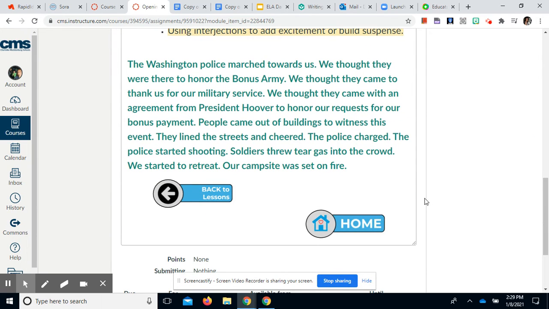So the paragraph says, the Washington police marched toward us. We thought they were there to honor the bonus army. We thought they came to thank us for our military service. We thought they came with an agreement from President Hoover to honor our request for our bonus payment. People came out of the buildings to witness this event. They lined the streets and cheered. The police charged. The police started shooting. Soldiers threw tear gas into the crowd. We started to retreat. Our campsite was set on fire.